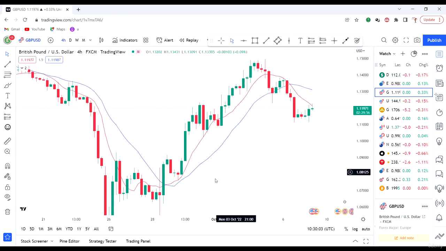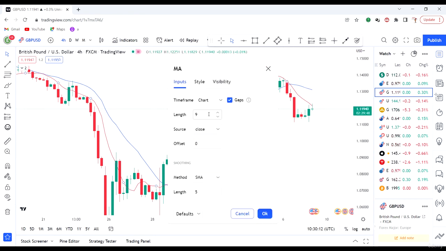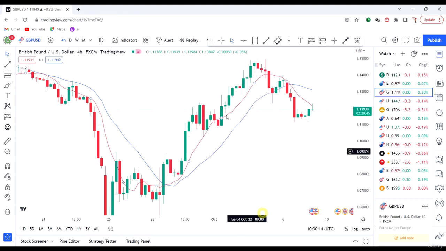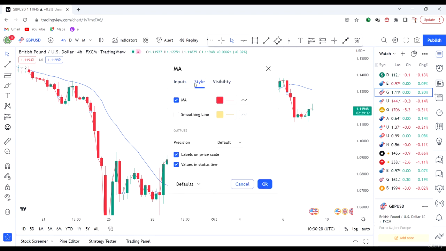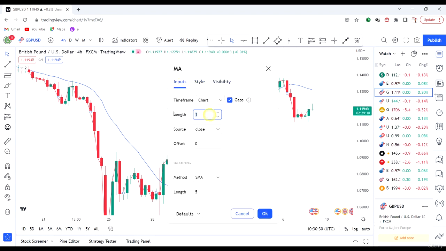So you see that the bigger the periods, the more away from the chart the indicator is. The closer the periods, the closer it is to the chart. So if we make this 1 period, we see that it's going to follow the prices very closely. So that's one thing you have to know about the moving average indicator. Let's just make this 9. Let's take it back to 9.